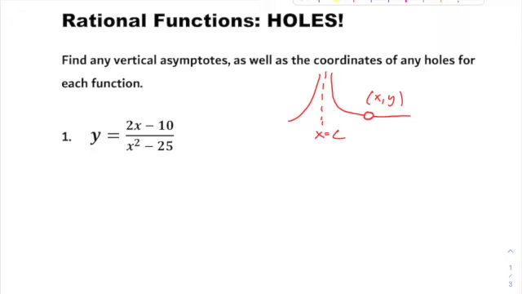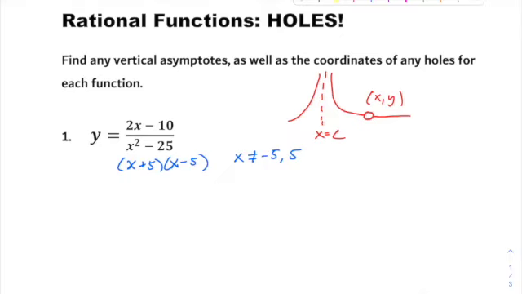So first things first here, let's factor this denominator. This is a nice difference of two squares, x plus 5, x minus 5. So you can see right off the bat that this function is undefined whenever x is equal to 5 or negative 5. Those are what I would call excluded x values from the domain. However, they could either both be vertical asymptotes, both be holes, or one and one.